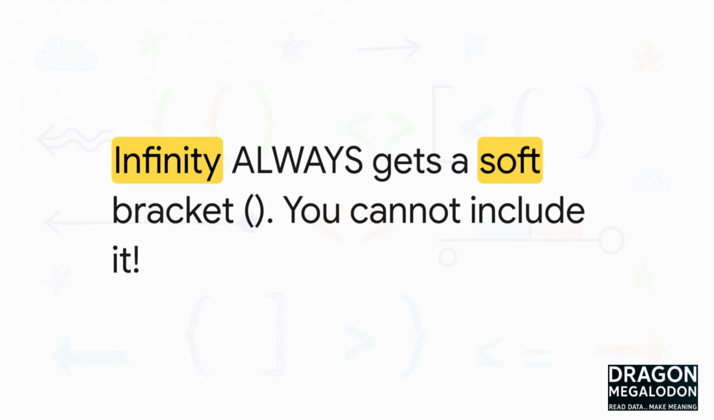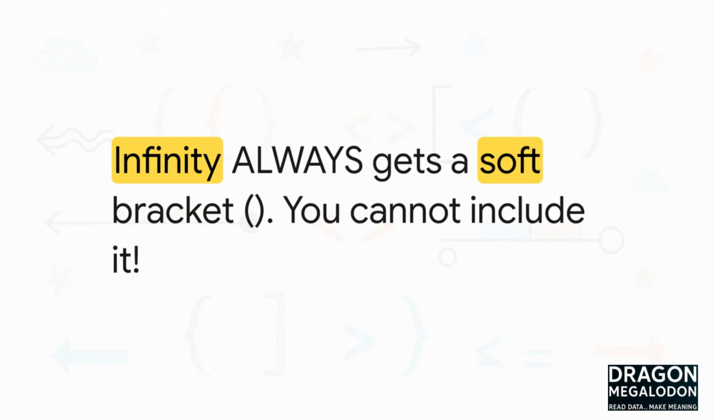Now, here's a hard, non-negotiable rule of the system, the infinity rule. Infinity always gets a soft bracket. Why? Well, because infinity isn't an actual number you can physically reach. You literally can't include it. You can only go as far up to it as your system allows.